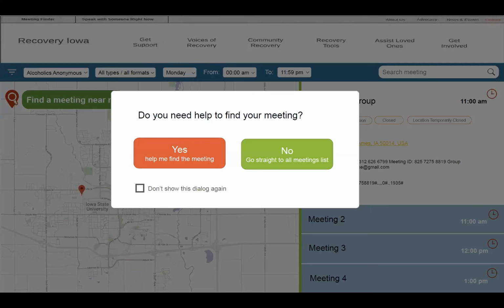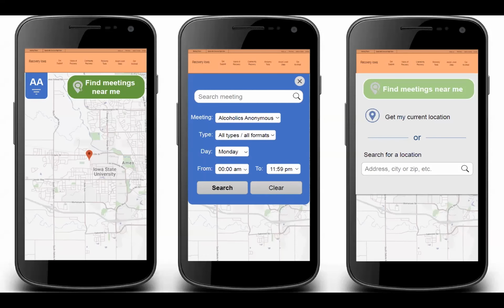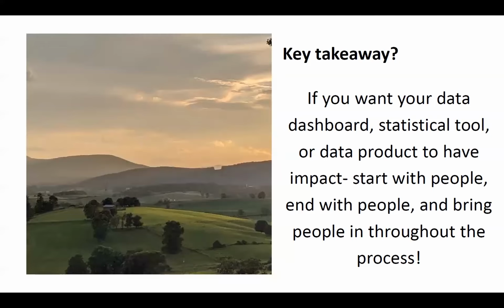If you need to find a meeting, yes, you can choose. You can see up here what type of meeting, whether it's online or in person, what day you want it, what time you want it, and what location in the state you want it. And it works great on your phone.